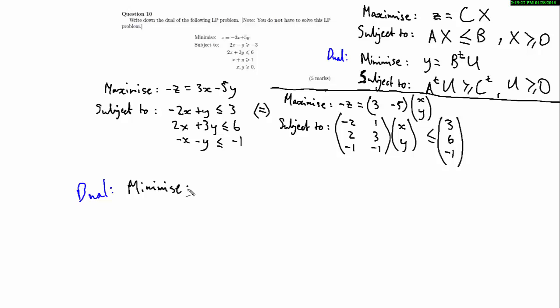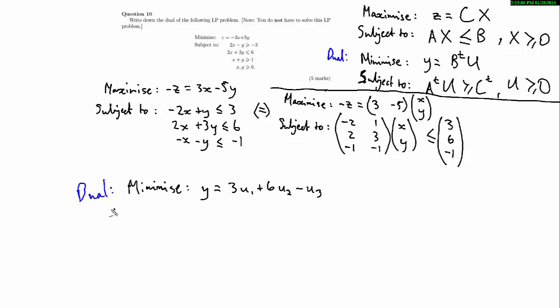So we write the word minimize, and we give ourselves some y being equal to the transpose of b, which is 3, 6 and 1, and they'll now be the cost coefficients of this objective function in front of the variables u1, u2 and u3, because we have a 3x1 matrix here. We need 3 variables. So we write that out. We have 3u1 plus 6u2 minus u3.